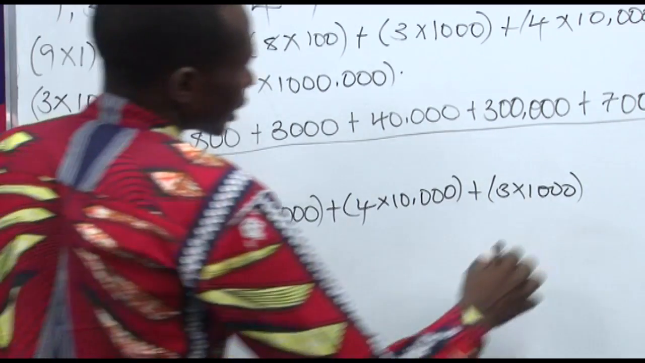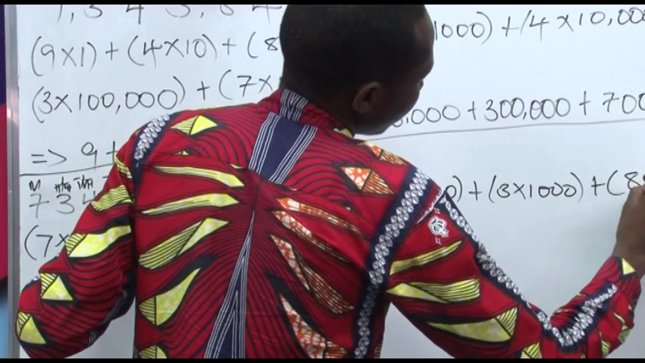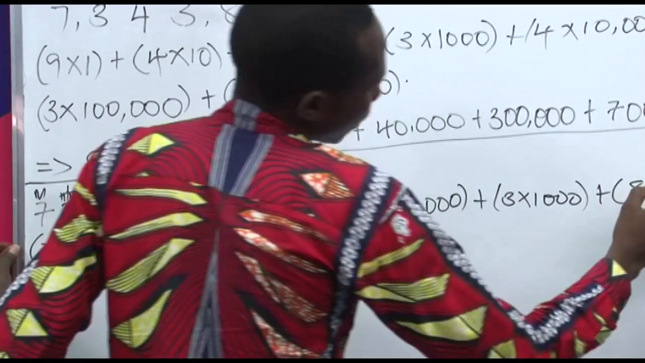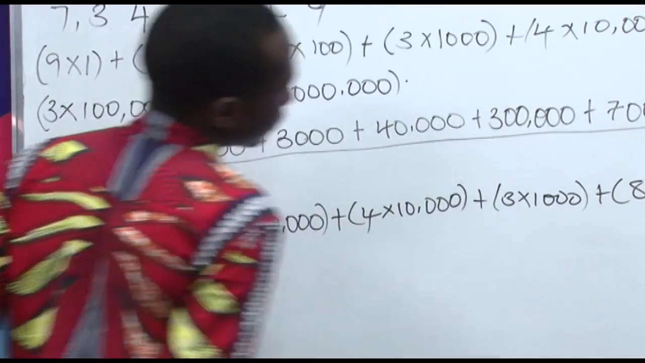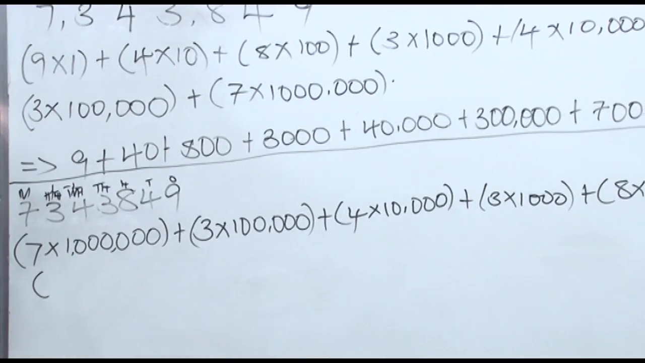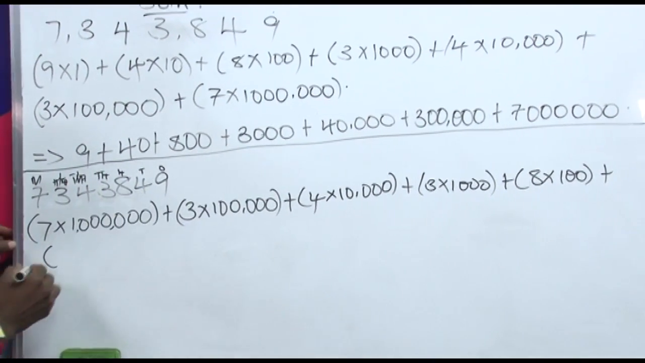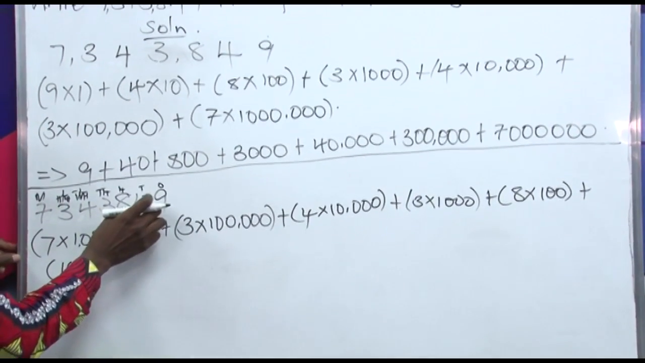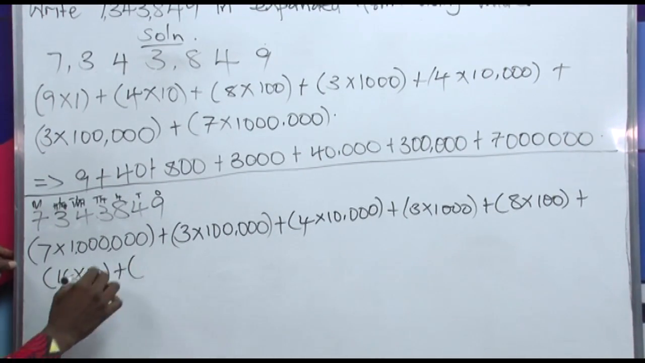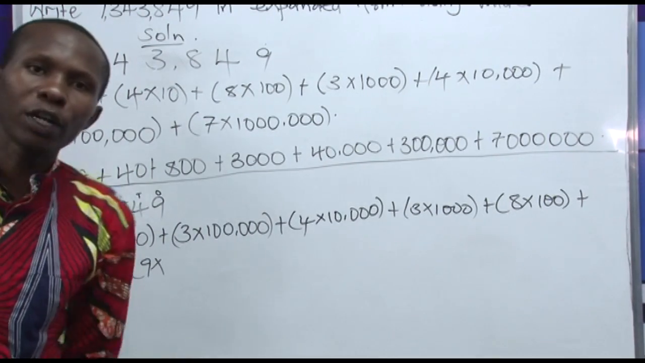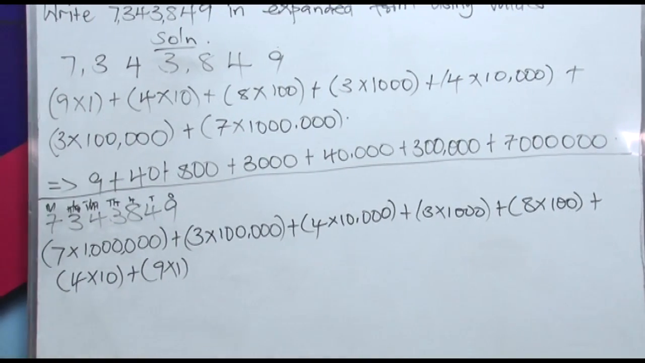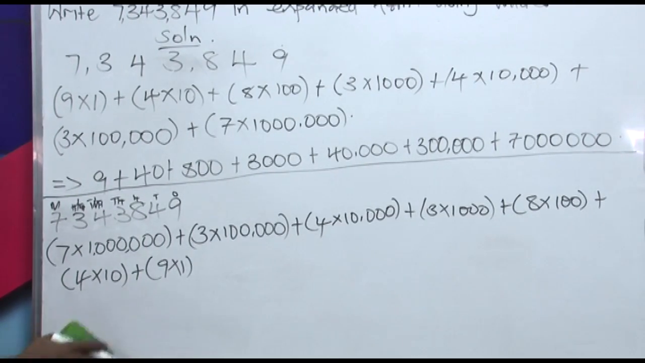Then from there, I will continue to 8. I'll say 8 times. What is the place value of 8 in this case? The place value of 8 in this case is 100. So I'll have to multiply by 100. Plus, I'll continue from 8 to 4. Since I'm done with the 8, I'll now come to 4. So I'll say 4 times. What is the place value of 4? It is 10. So I'll multiply it by 10. Then from there, I'll say plus 9 times. What is the place value of 9 in this case? You realize that the place value of 9 in this case is 1. So I will multiply by 1. I'm multiplying by 1 because 1 is the place value.